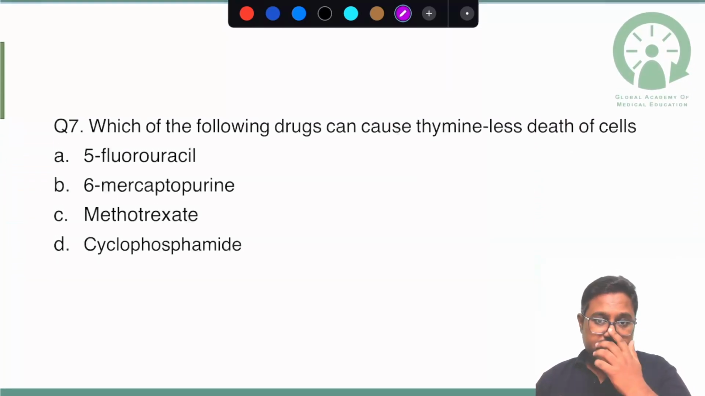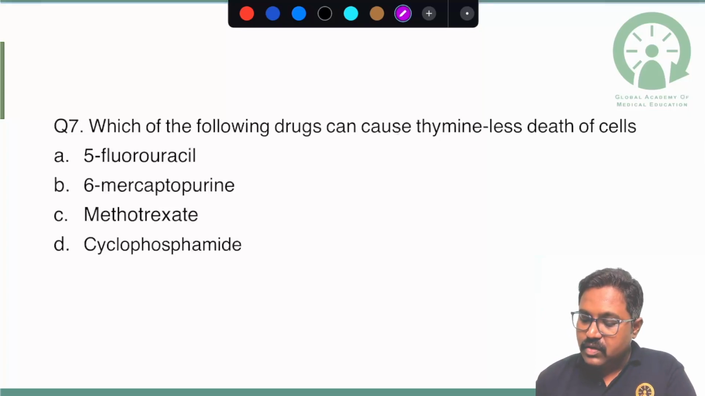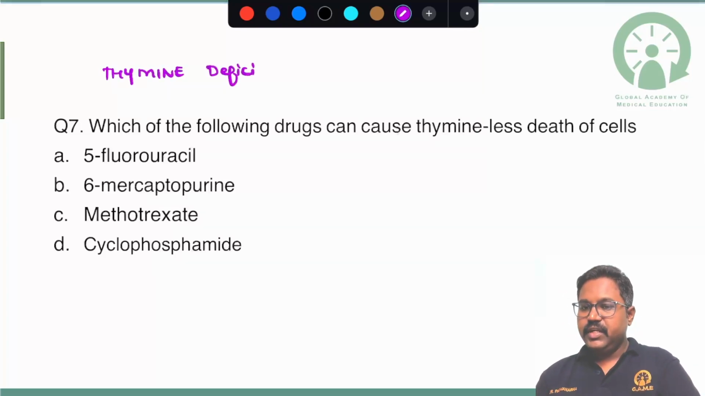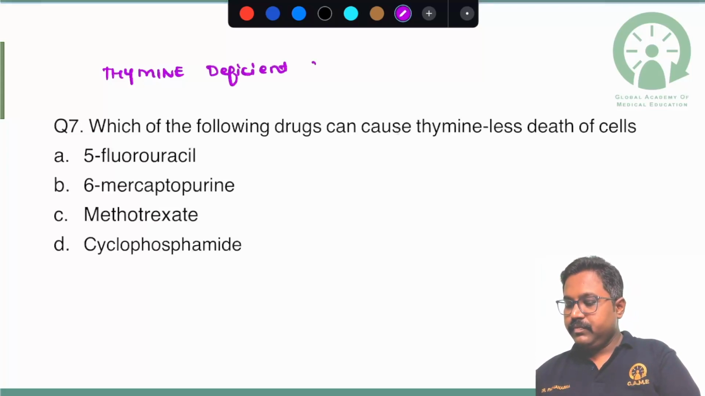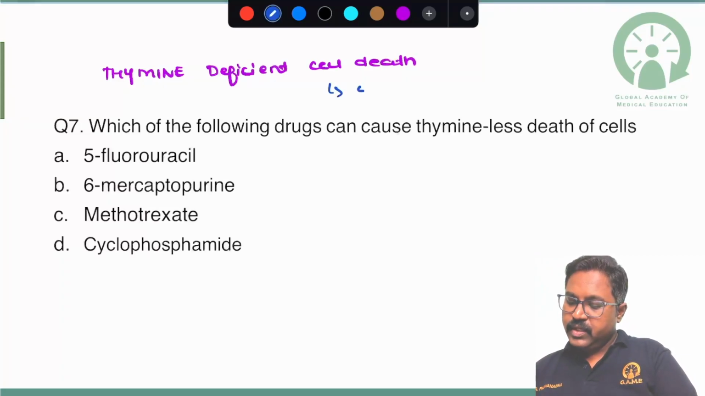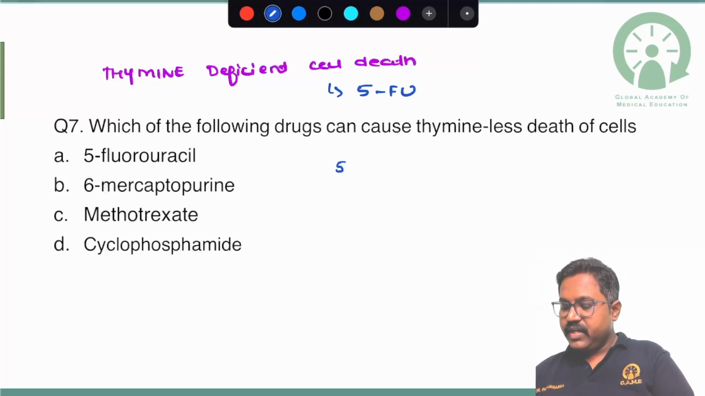Which of the following drugs can cause thymine-less death of the cell, or thymine deficient cell death? So which is the drug which is responsible? Please remember, it is your 5-fluorouracil. So this 5-fluorouracil creates the thymidine deficiency by inhibiting which enzyme?